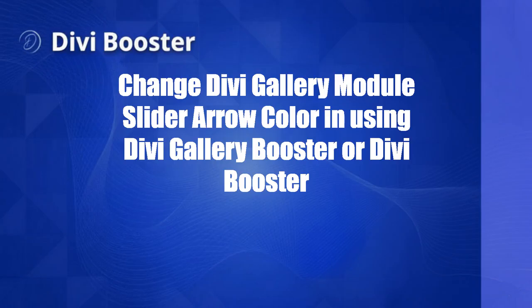If you're looking for a quick and easy way to change the slider arrow color in the Divi Gallery module, you can use the Divi Gallery Booster or Divi Booster plugin. These plugins provide a simple, user-friendly setting that allows you to customize the arrow colors directly within the gallery module's design options. This approach ensures your navigation arrows remain visible and align with your site's design. For detailed steps, be sure to check out the accompanying post linked below.